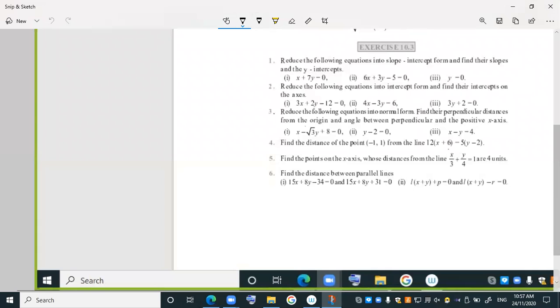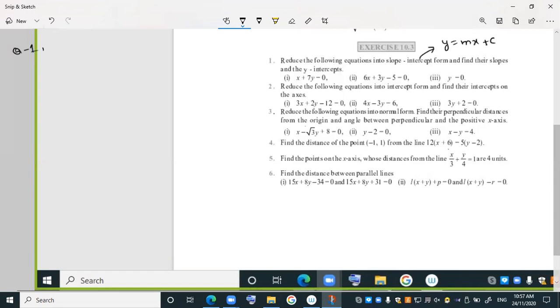So 10.3 question: reduce into slope intercept form and find their slopes and y-intercept. So what is slope intercept form? Slope intercept form is y is equal to mx plus c. I'm taking question number 2.